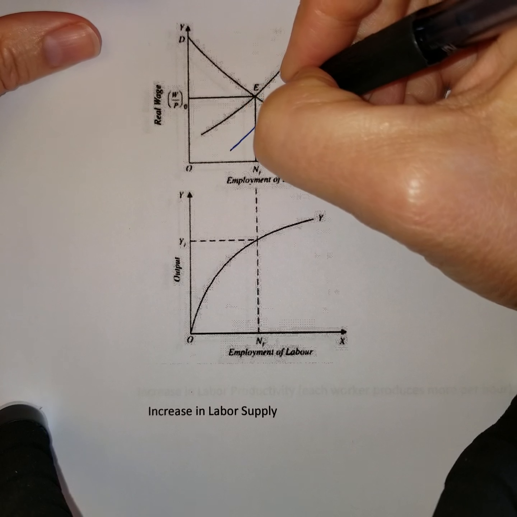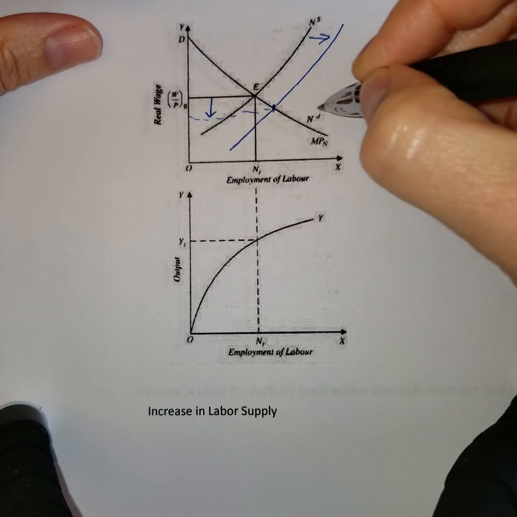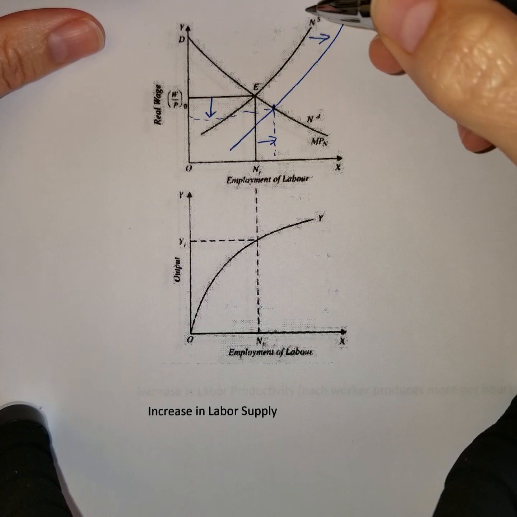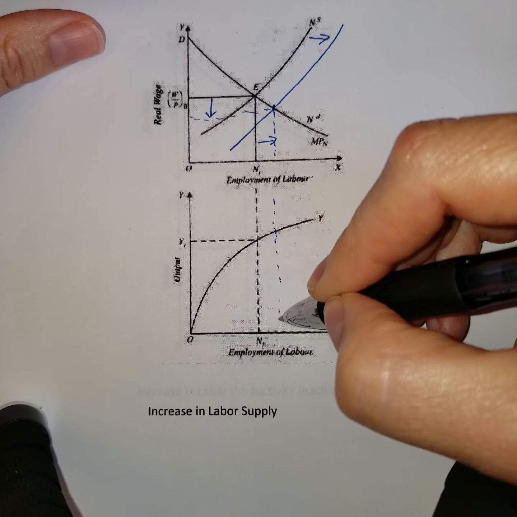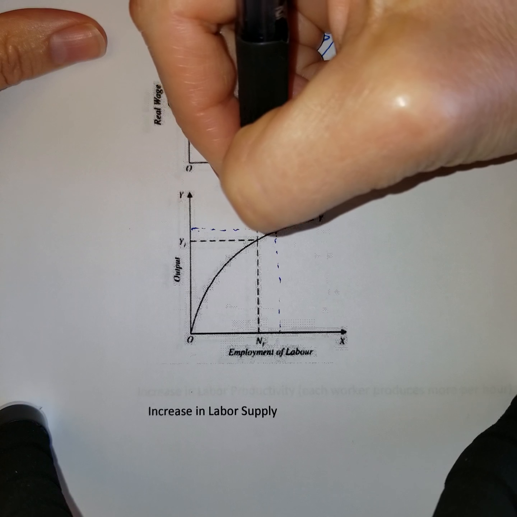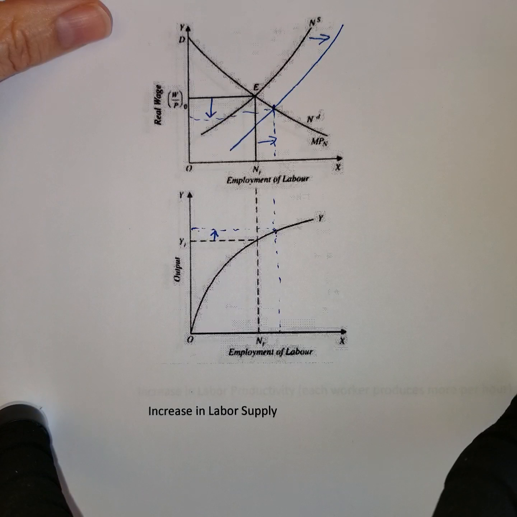And when that happens, what's going to happen to our equilibrium wage? It's going to fall. But our equilibrium employment is going to increase. Now, we bring that down to our aggregate production function, and what's going to happen to how much we are going to be able to produce? Our real GDP is going to increase.